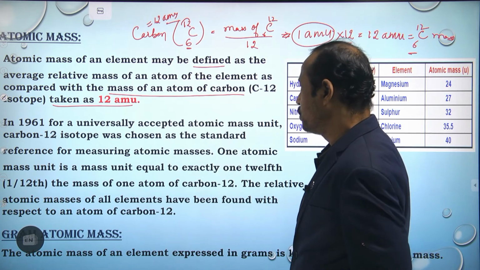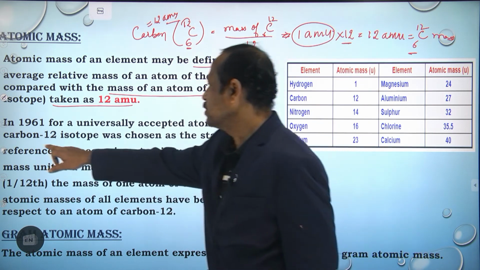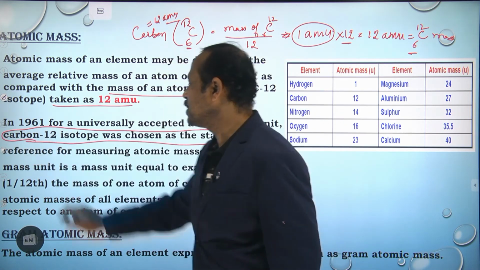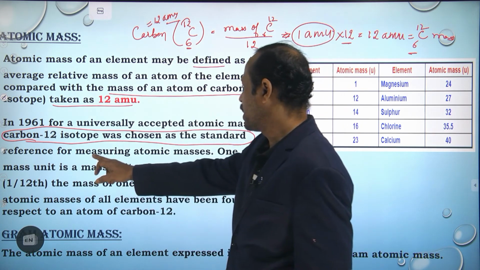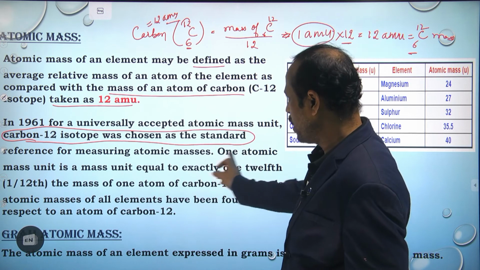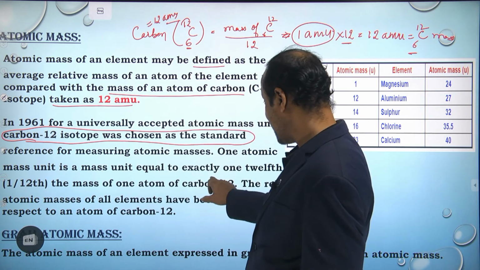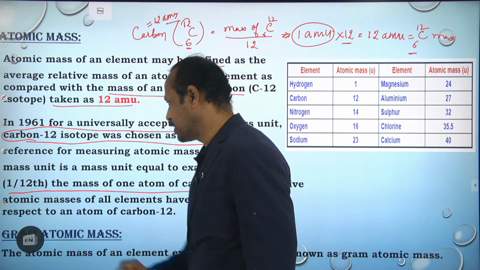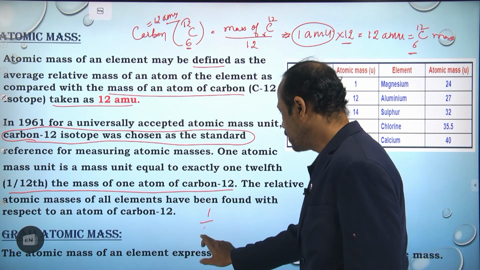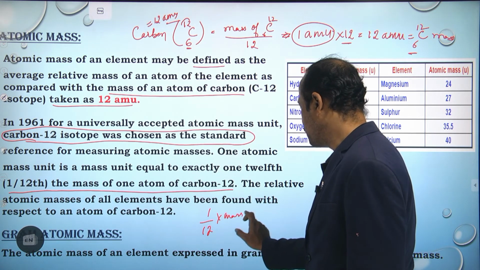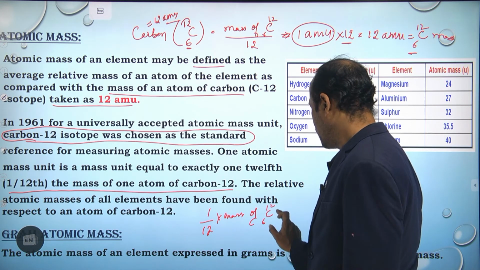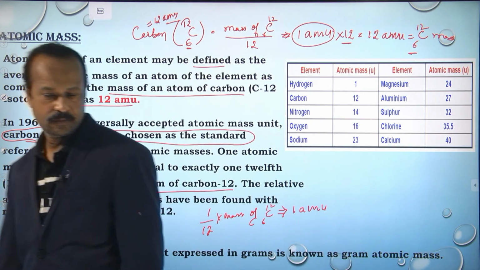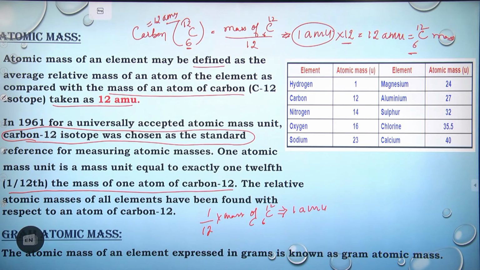So in 1961, for a universally accepted atomic mass unit, the carbon-12 isotope was chosen as a standard. So C12 is taken as the standard reference for measuring atomic masses. One atomic mass unit is a mass unit equal to exactly 1/12 of the mass of one atom of carbon. So the meaning is what? 1/12, 1 by 12 into the mass of carbon, carbon 6 and 12. Now this is taken as 1 AMU. Is this clear to you? So that is about the atomic mass.